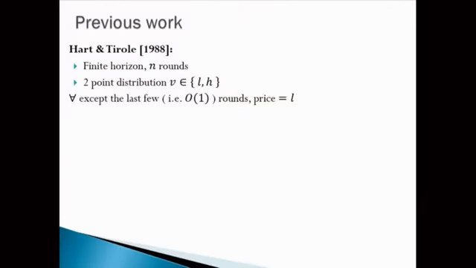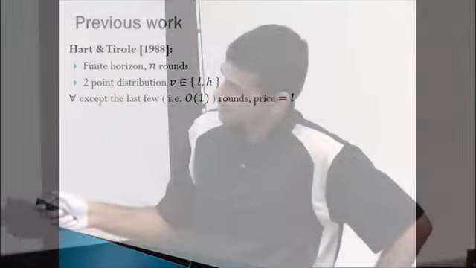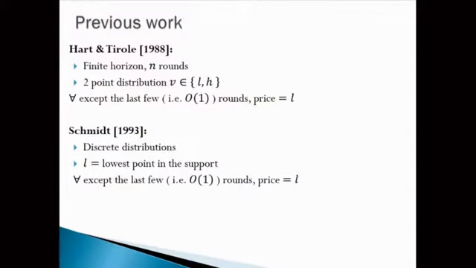So this is what previous work says. They analyzed finite horizon n rounds. They considered just 2-point distributions, where the buyer's value is low or high. For this, they said that for all except the last few rounds, by few I mean a constant number of rounds independent of n, the price in the first n minus constant rounds is the lowest point of the distribution. Here it's L. Now Schmidt generalizes to arbitrary discrete distributions.